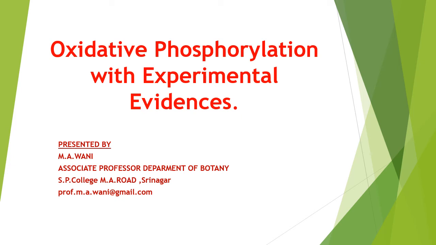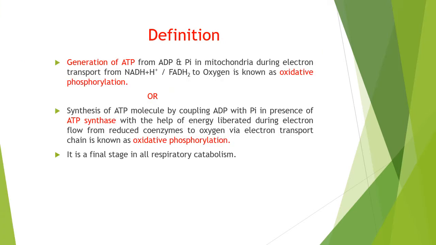Today we will discuss oxidative phosphorylation with experimental evidences. In an earlier video, we have seen the nature of the electron transport chain, and also what the components of the electron transport chain are. In this lecture, we would like to explain how there is a coupling between the electron transport chain and the generation of ATP.